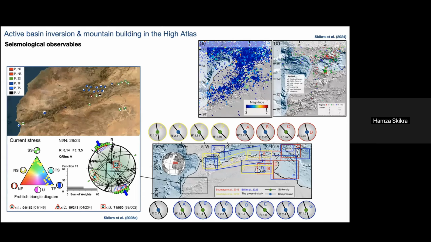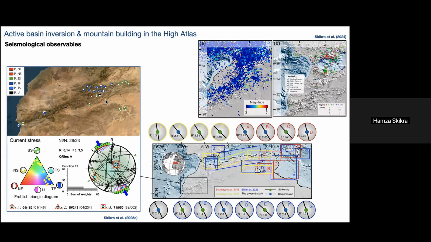So now we can ask, is the High Atlas system still active, or in other words, is the basin inversion still operating in this area? Evidently, from these maps, we can see that the High Atlas is seismically active, while the activity is actually quite moderate, with events rarely exceeding magnitude 6 in the range.